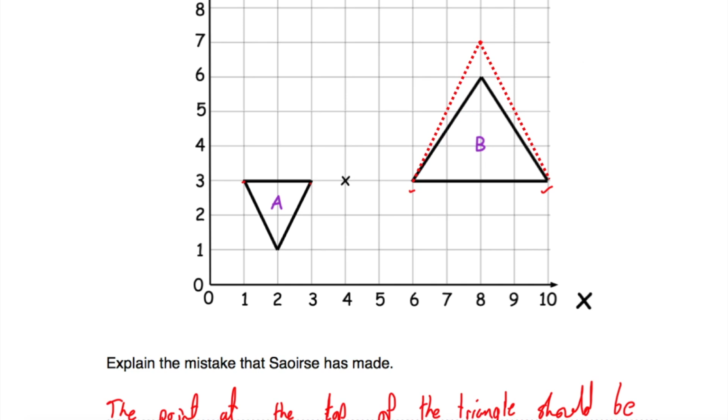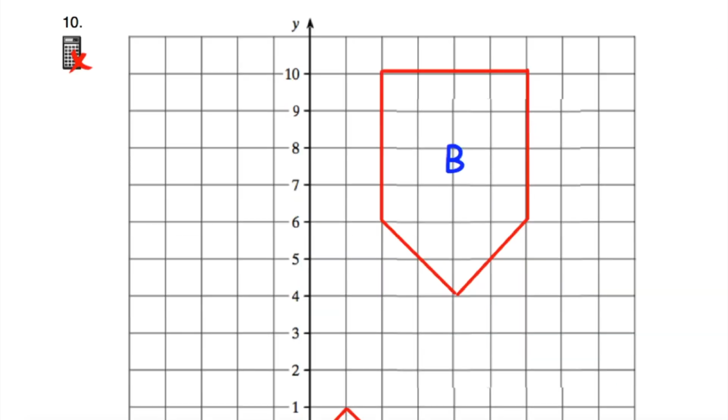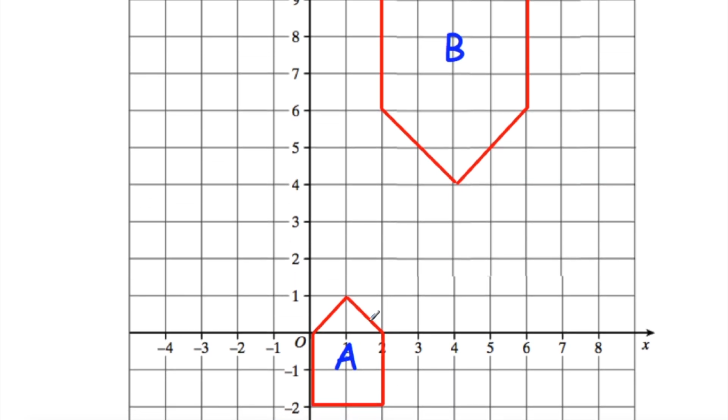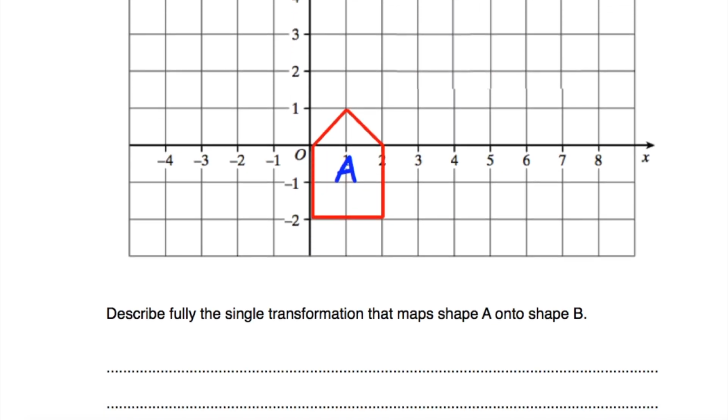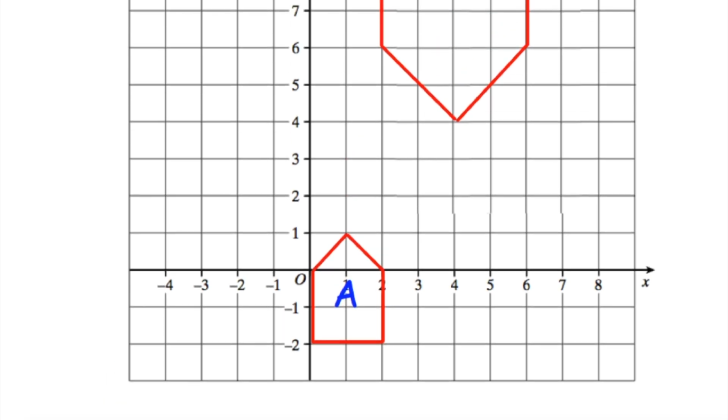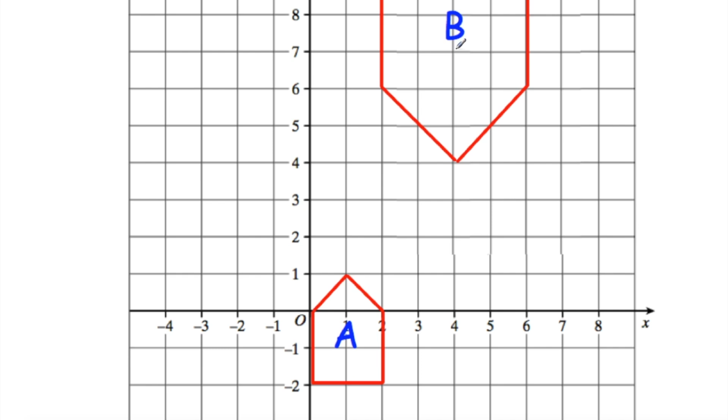Okay, let's have a look at our next question. So question number 10. So question number 10, we've got these two shapes, these two pentagons. Let's just check 1, 2, 3, 4, 5 sides is a pentagon. So we've got pentagon A and pentagon B. And then the question says, describe fully the single transformation that maps shape A onto shape B. So what transformation brings A to B? So in other words, what's the transformation that's taking place here?